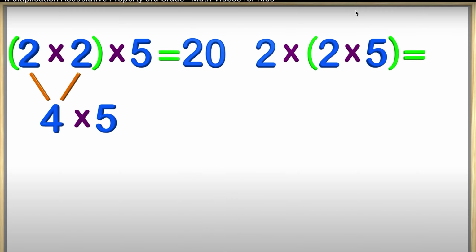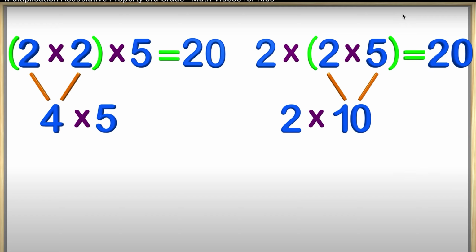Now we can do the problem on the right side of the board, and if the associative property of multiplication is right, we should get the same answer. To start, we remember the king goes first, so we multiply the numbers in the parentheses, 2 times 5. The answer to that is 10. Now all that is left is 10 multiplied by 2. What is 10 times 2? Think 10 plus 10.